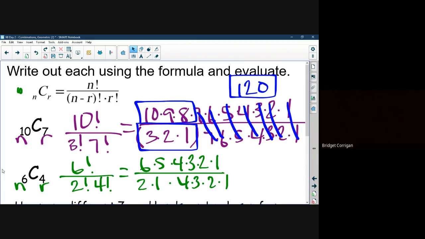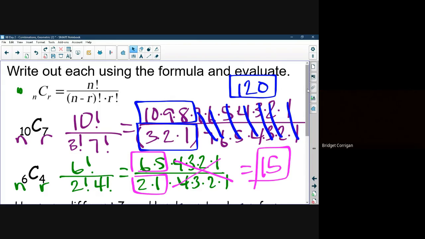Okay, and then we're going to evaluate what we have left. Everything 4, 3, 2, 1 back here is going to cancel out, and we're left with 6 times 5 divided by 2 times 1, which is going to give us 15. Okay, so just note that on the test, you're going to have to write these problems out in expanded form and then evaluate them. So you're going to have to know how to expand out the formula and then find the final answer.